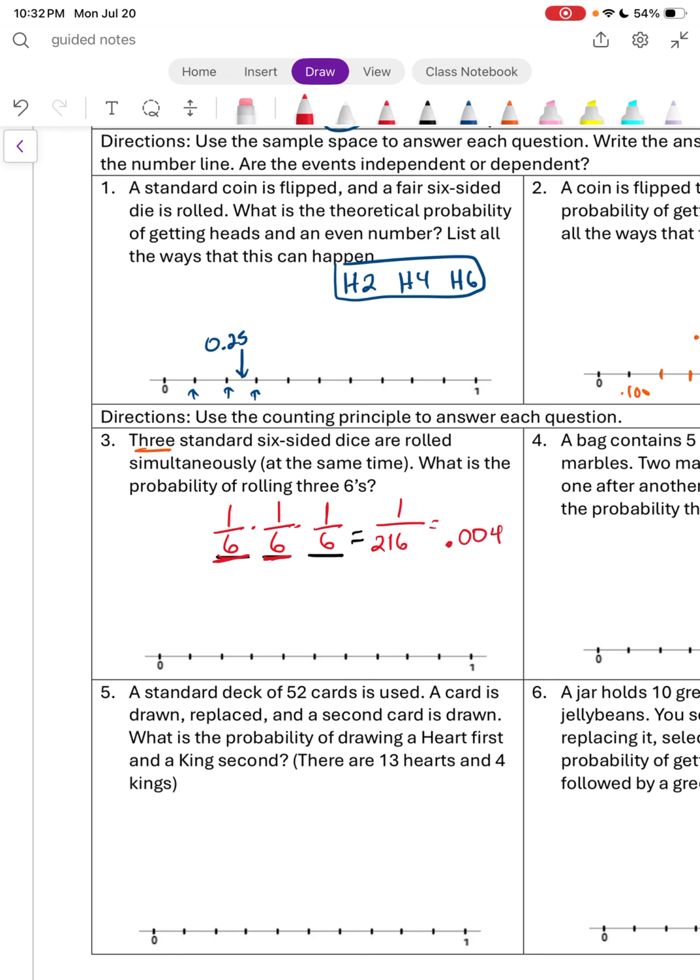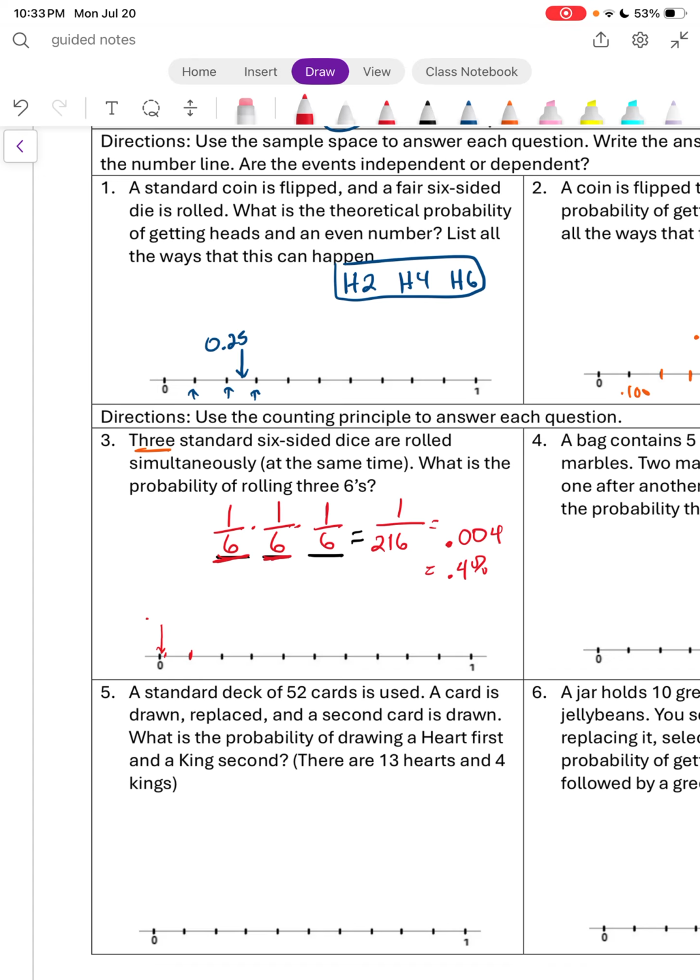If you write that as a decimal, you get 0.004. That's not the percent. Move it over twice and you get 0.4%. Not even a 1% chance of that happening. 1 out of 100 times would be 1%. But 0.4%, this is 10%. If you divided that into 10 smaller places, that'd be 1%. So 0.4% would be like right there.